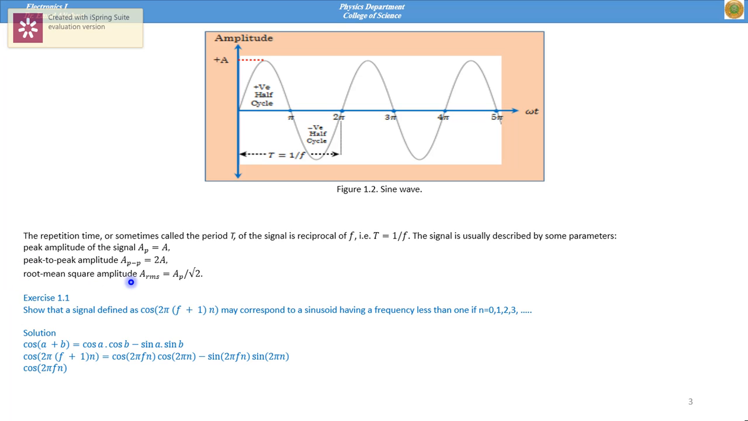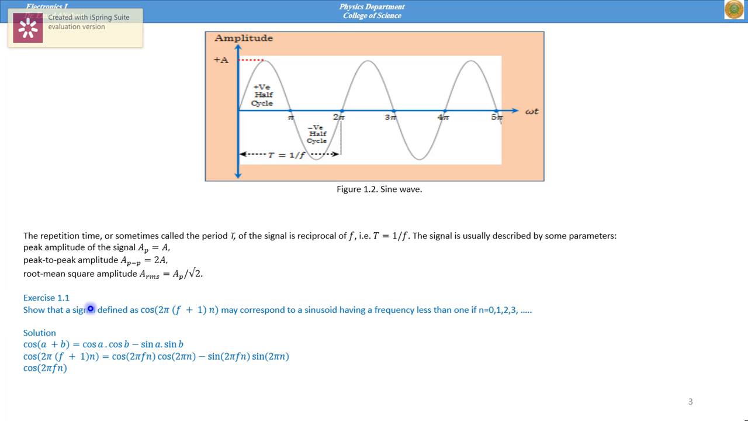The root mean square amplitude is A sub RMS, which is equal to the A peak divided by square root 2. If we use voltage, that means V sub RMS is equal to V sub P divided by square root 2. This value is measured by the voltmeter or the ohmmeter.